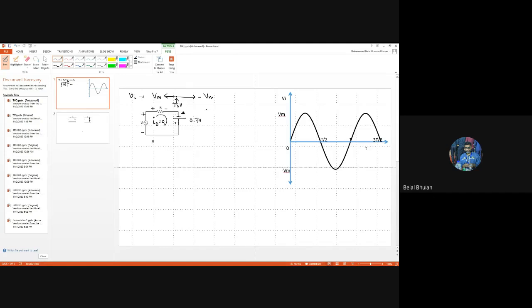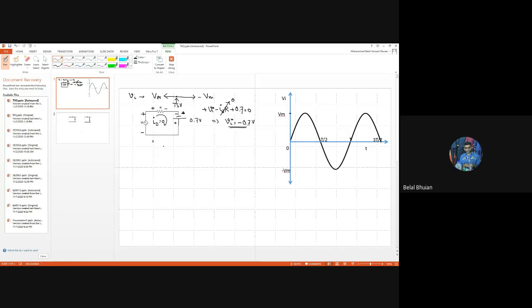Now if I apply KVL, we get plus Vi minus ID R plus 0.7 equals 0. Now we already know ID is equal to 0. So that gives us Vi is equal to minus 0.7 volt. Which means when the input signal is fluctuating between Vm to minus Vm, when the input signal reaches minus 0.7, at that instant we're going to have a transition.